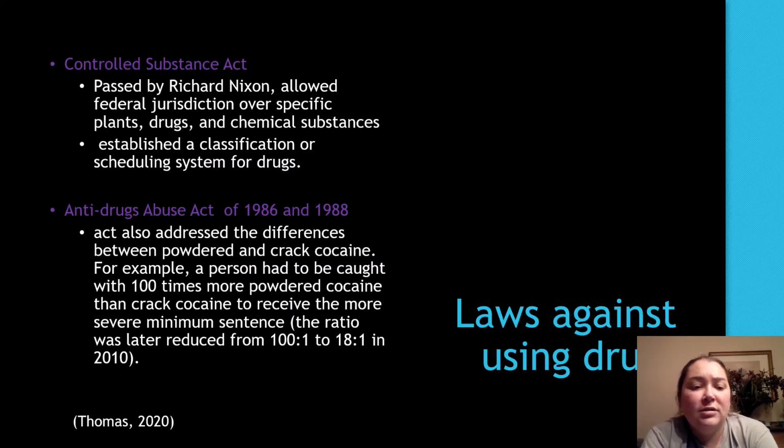So, laws against drug use. According to the Controlled Substances Act, which was passed under Richard Nixon, federal jurisdiction was allowed over specific plants, drugs, and chemical substances. This established a classification scheduling system for the drugs. The Anti-Drug Abuse Act of 1986 also addressed the differences between powdered and crack cocaine, requiring 100 times more powdered cocaine than crack cocaine to receive the more severe minimum sentence. The ratio was later reduced from 100-1 to 18-1 in 2010.